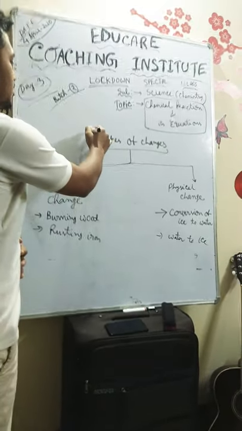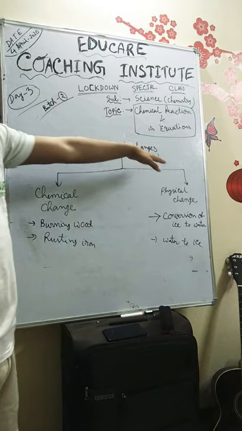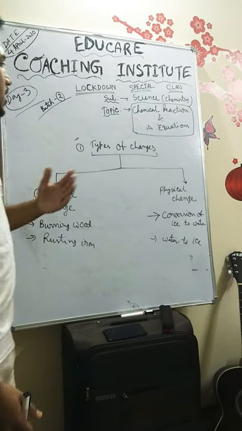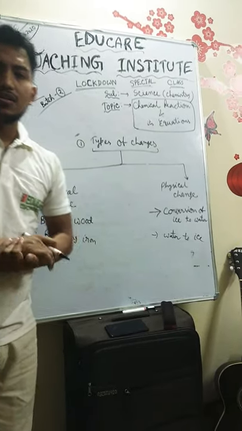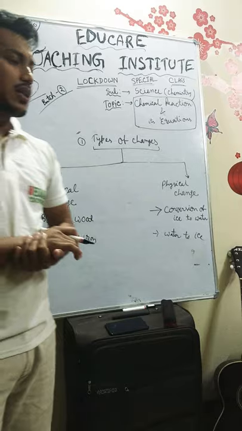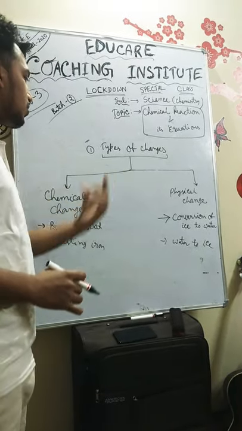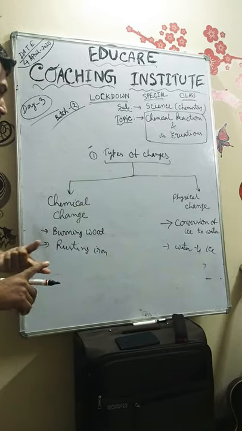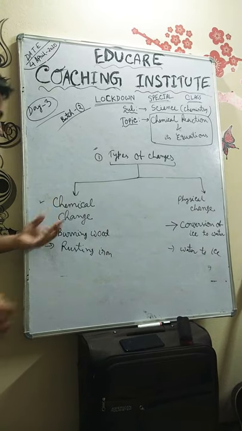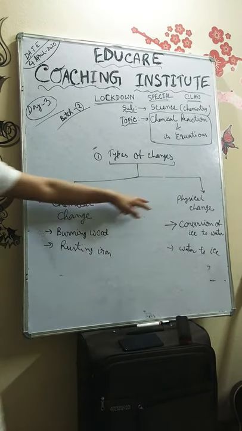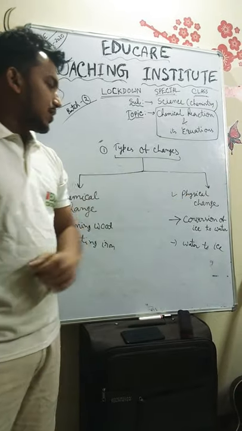Starting from the types of changes. So what are the types of changes? If we see the chemistry, then there are different types of changes that occur day to day in our lives. So for that we can divide all changes into two categories mainly in case of science. Those categories are, first one is chemical change and second is physical change.